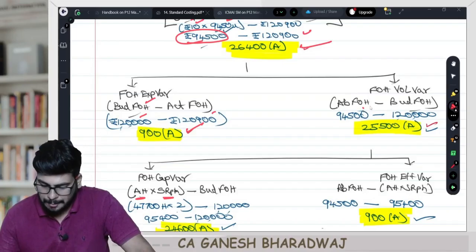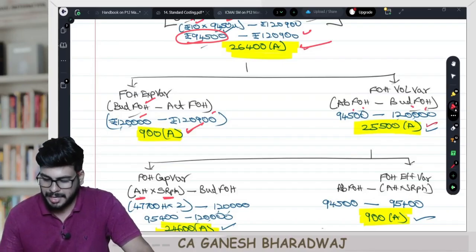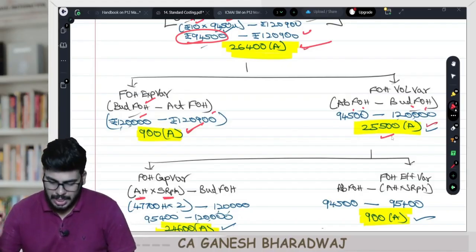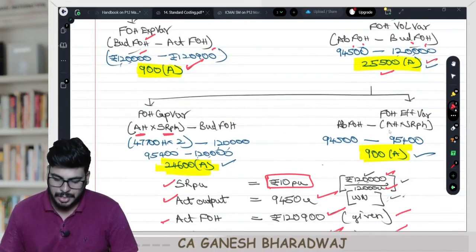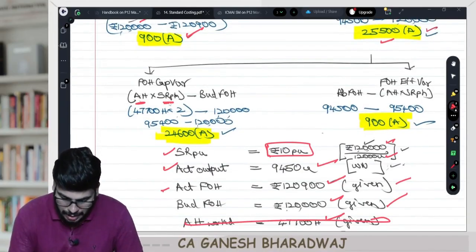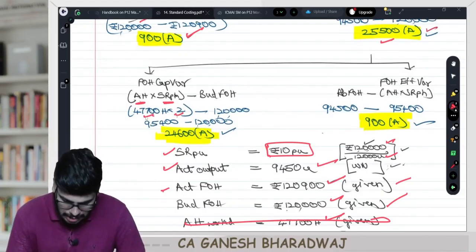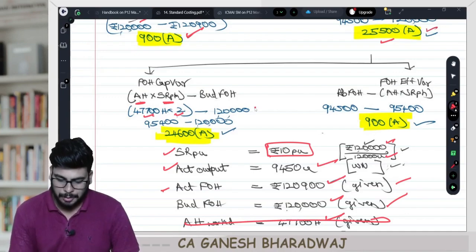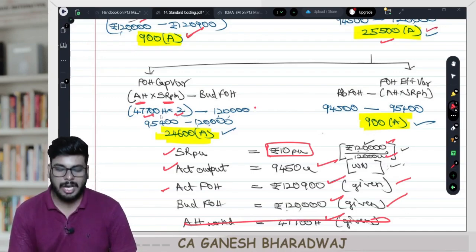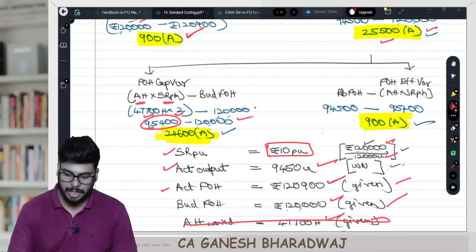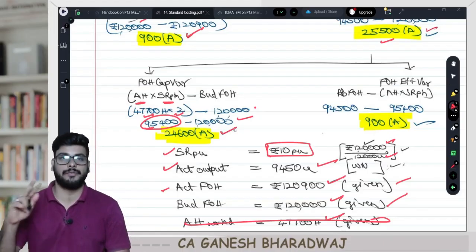Volume variance is absorbed minus budget, 94,500 minus 1,20,000. You get 25,500 adverse. Are you clear with this? Now this gets further bifurcated into two: fixed overhead capacity variance and fixed overhead efficiency variance. Here it's going to be actual hours into standard rate per hour. We just calculated the ingredients, plug the figures. 47,700 into 2 is 95,400, whereas budgeted overhead is 1,20,000. So clearly it's an adverse variance to the tune of 24,600.